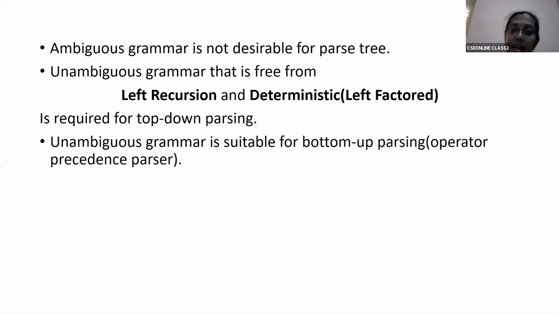So these three rules are for top-down parsing. If you are using a top-down parser, you have three rules. The first rule is the grammar should be unambiguous. The second rule is the unambiguous grammar should be free from left recursion and the grammar should be left factored. Only for bottom-up parsing, the operator precedence parser, you can have an ambiguous grammar. The grammar, whatever is given as it is, can be taken and parsed in the case of operator precedence parsers.